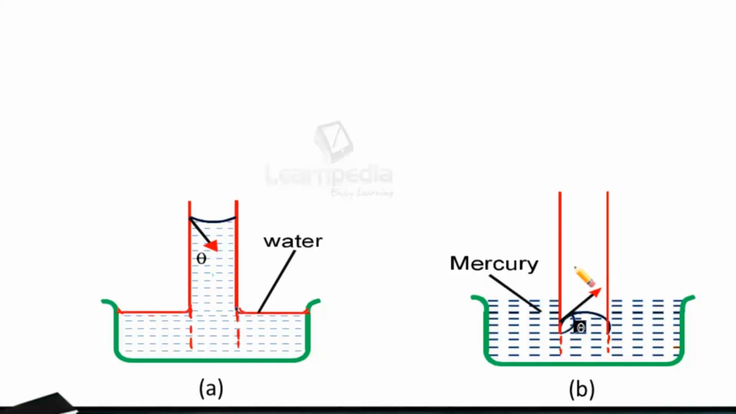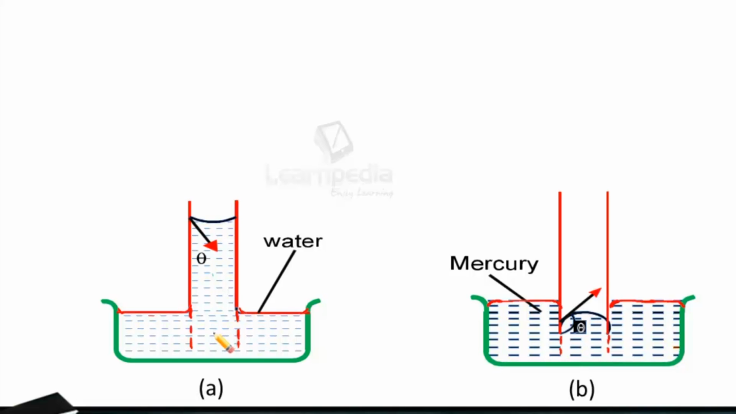Whereas in the case of mercury there is a depression at the point of contact. Angle of contact is more than 90. So here also there will be a depression and the surface will be convex. So resultant surface tension force will be in the downward direction. So the liquid will be pulled in the downward direction. So there is a fall of liquid in a capillary tube when the capillary tube is dipped in mercury.